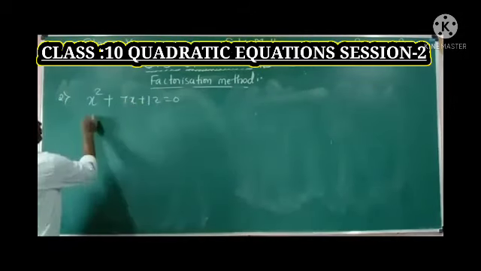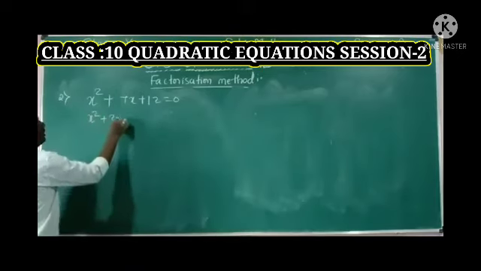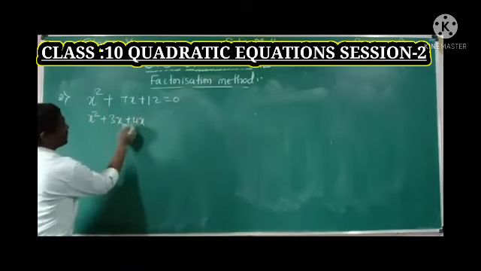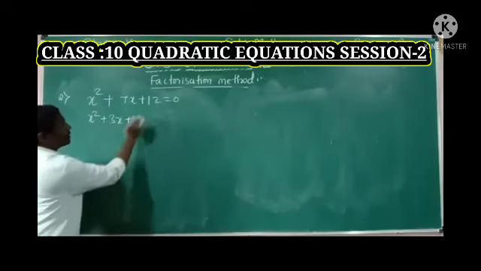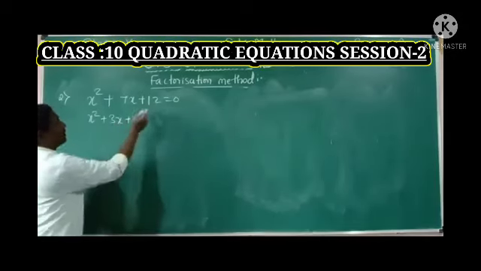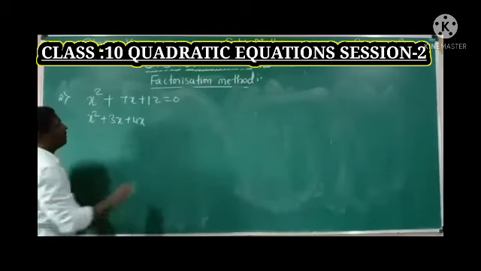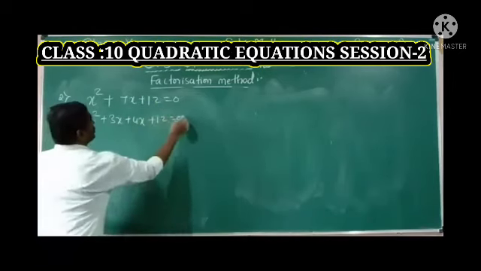Split the middle term. x square plus 3x plus 4x. 3x plus 4x is nothing but 7x. The product of these two terms, 3 fours are 12, x into x, x square. So 12 into x square, x square plus 3x plus 4x plus 12 is equal to 0.